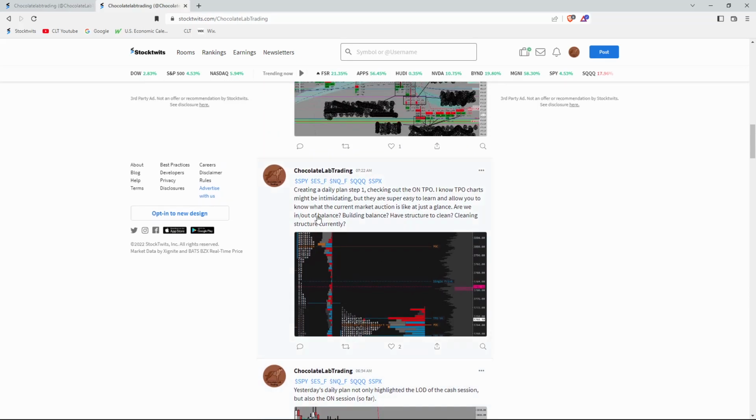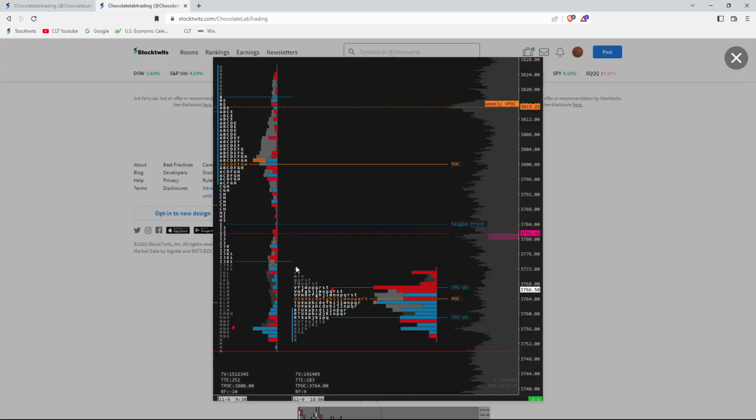And so step one, creating a daily plan, checking out the overnight TPO. I know TPO charts may be intimidating, right? You see a whole bunch of letters here. And to someone who this is foreign to, it's intimidating, right? But it's really not at all. They're very simple to learn, and once you learn them, you just take a glance at it and take the information that you need. What type of information do we get from TPO charts? Market structure, are we building balance, trading within balance, out of balance, of course.